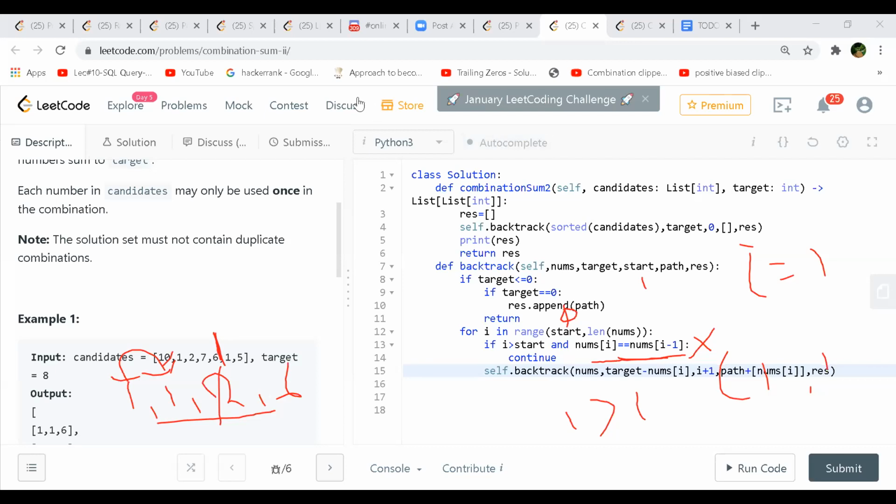But where do we skip then? Let's say we have multiple 1s, but we only need two 1s and then 6. Then you have to have 1 at different recursion levels. But in the same recursion level, you cannot have the same number over and over again. So that avoids the duplicate combination.